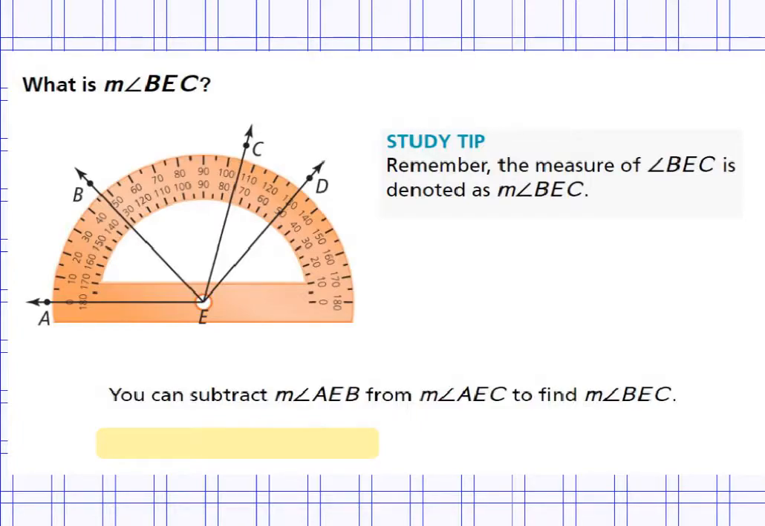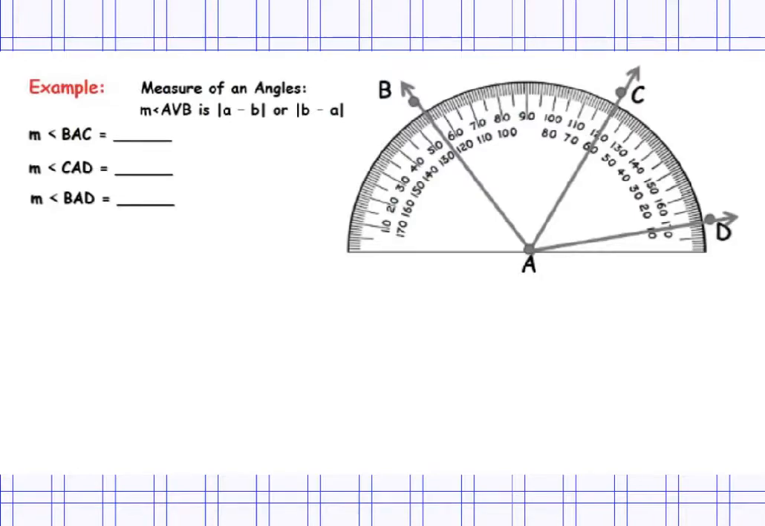This idea is similar to the ideas we discussed in the previous lesson when we subtracted two numbers on a number line to find the distance between those 2 points. It appears that the measure of angle AEB is about 47 degrees, and the measure of AEC is 105 degrees. So we can subtract these two values and then take the absolute value to get our final result of 58 degrees.